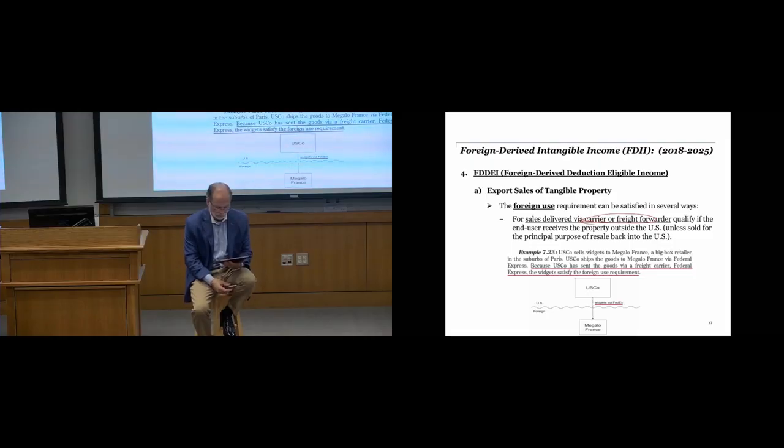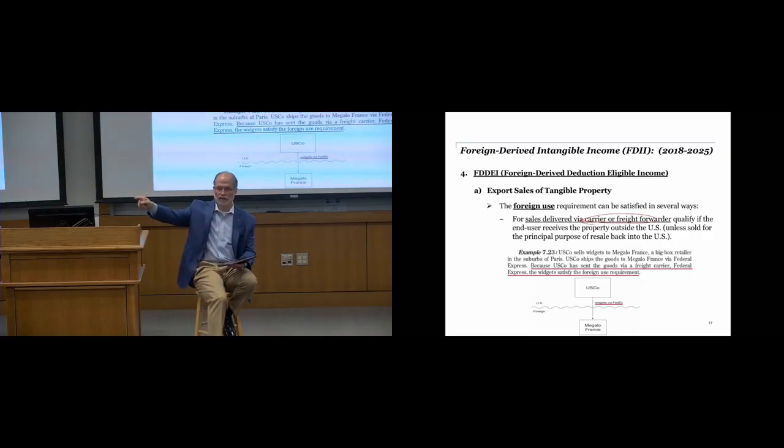So USA Co sells widgets to Megalo, France, a big box retailer in the suburbs of Paris. US Co ships the goods to Megalo, France via Federal Express, and because US Co has sent the goods via a freight carrier, Federal Express, the widgets satisfy the foreign use. So here, there's the prior example, they were delivering it to the location in Paris.